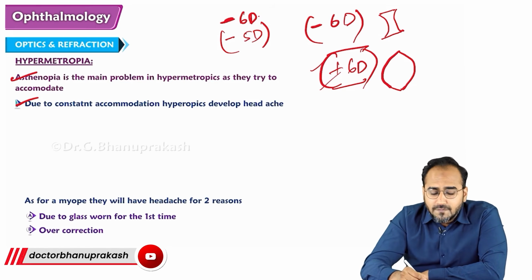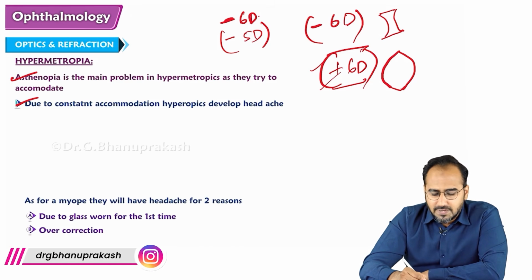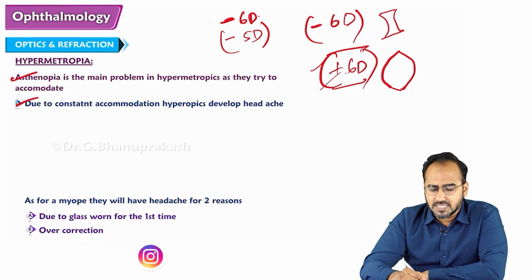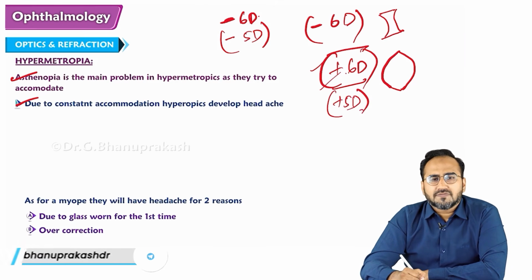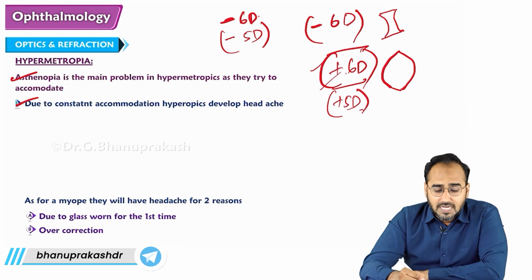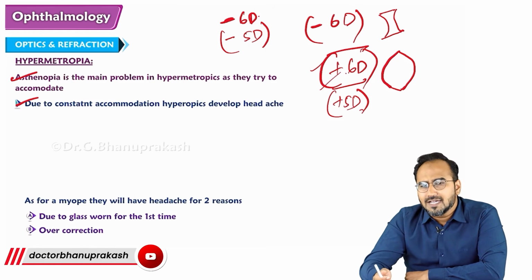But if you don't fully correct the hypermetropic, sometimes, if you are a new ophthalmologist and you have made a mistake, a patient comes with the complaint that he is not able to read near things. You have done the testing, his number came as +6, but you wrote +5 diopters. What will happen? Never undercorrect the hypermetropic. If you undercorrect the hypermetropic, the patient complains of severe headache. Why? Because he is undercorrected.